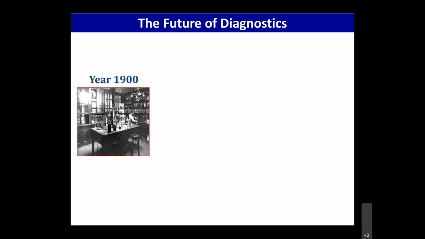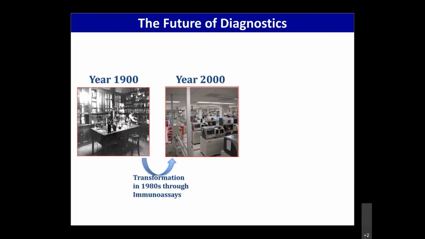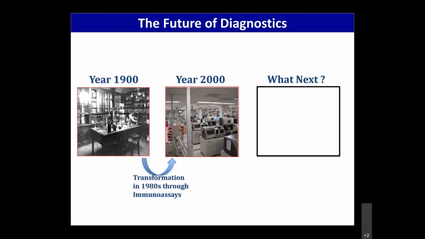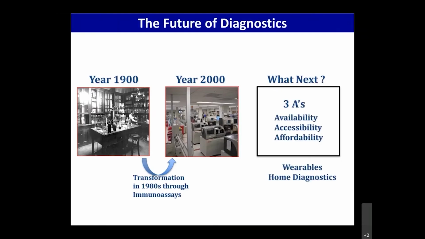Now we talked about this immunoassay and transformation. Going forward, what next is the question, right? I think what next is something that we have been talking about quite a bit in the last few years, is really to be able to have these wearables which can be diagnosing your disease, your ailments on the move, right? So mobile platform, or home diagnostics, this is the direction that we are heading really, right?